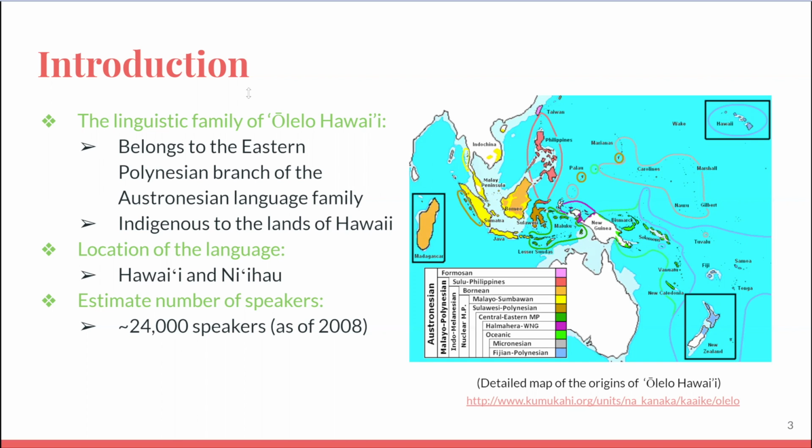Olelo is influenced a lot by the surrounding islands like the Philippines, Carolines, and can be traced all the way back to Tahitian, Polynesian, Micronesian, Oceanic, like all sorts of influence with it. And so the location of the language is both the islands of Hawaii and Ni'ihau. And the estimated number of speakers as of 2008 was 24,000 speakers.